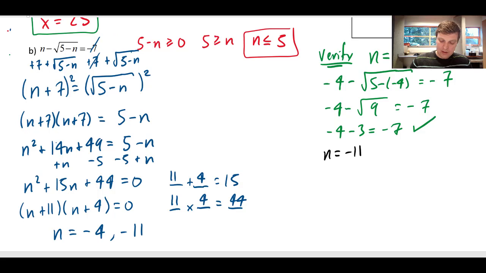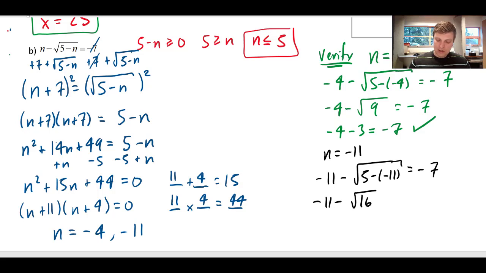Let's just try n equal to negative 11, see what happens. So I've got negative 11 minus the square root of 5 minus negative 11 is equal to negative 7. So negative 11 minus the square root of 16 equal to negative 7. The square root of 16 is 4. Negative 15 equals negative 7. Yeah, no, I don't think so.